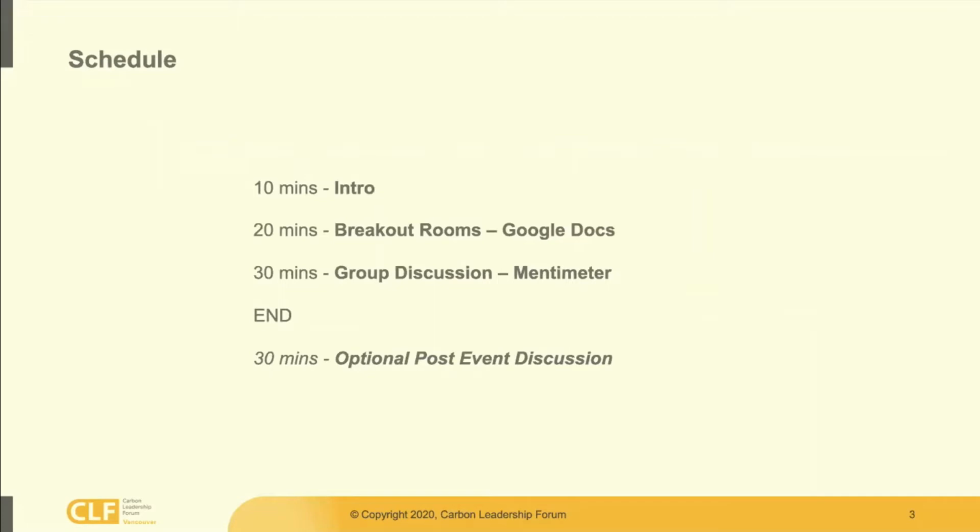Now, a quick overview of the schedule. We just have 1 hour together, so we want to make the most out of this. I'm going to give a quick intro presentation to set the frame around the topic and go over the logistics of tonight. Then we're going to jump into breakout rooms. All of you will be split up into different breakout rooms.